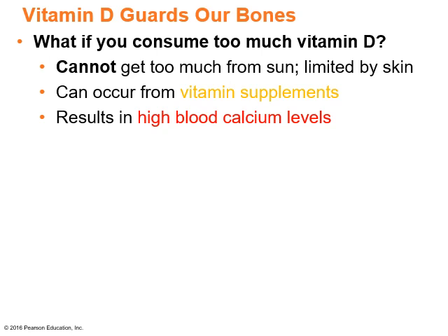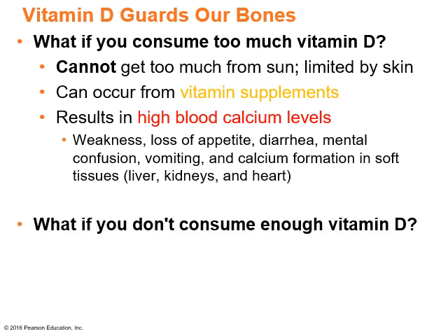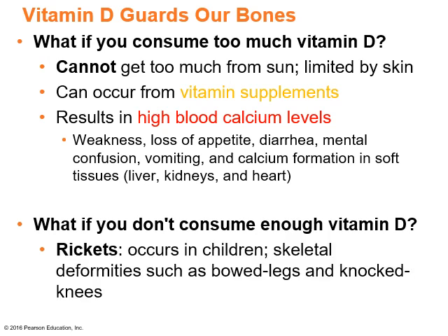And that can result in high blood calcium levels, which can have some symptoms manifesting such as weakness, a loss of appetite, diarrhea, some mental confusion, vomiting, and calcium formation in soft tissues, so liver, kidneys, and heart, so you can actually get some calcium deposits on those organs, which, as you might imagine, is not a very, very good situation to be in.